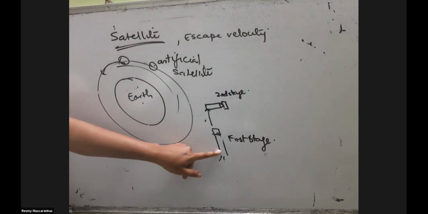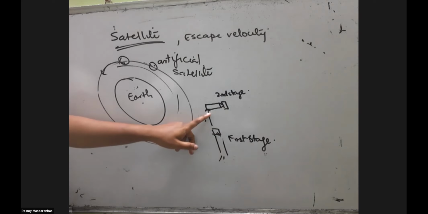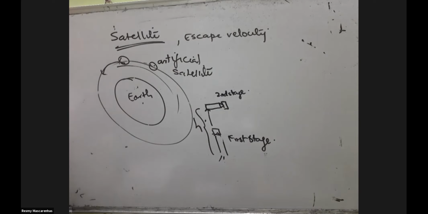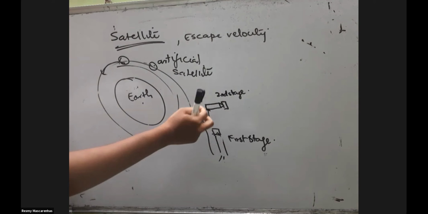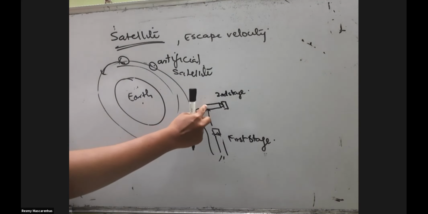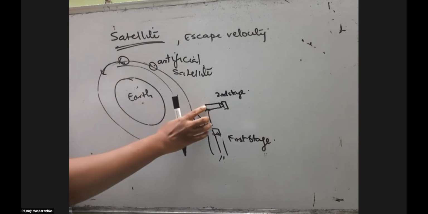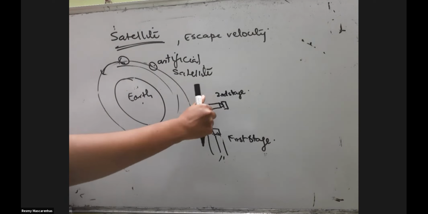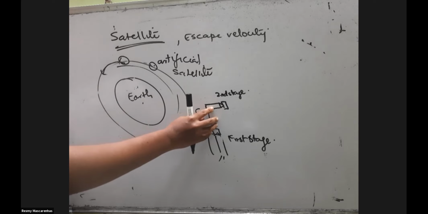So initially, at the first stage, the rocket is ignited, and then it goes to a certain height. After a certain height, what happens at the second stage? The first stage gets detached automatically. Inside there is a system, a control mechanism, which is already programmed. The moment it reaches a certain height, that whole system changes and turns it to a different direction, that is, the horizontal direction.